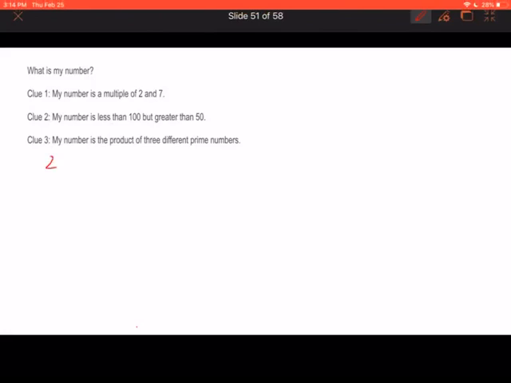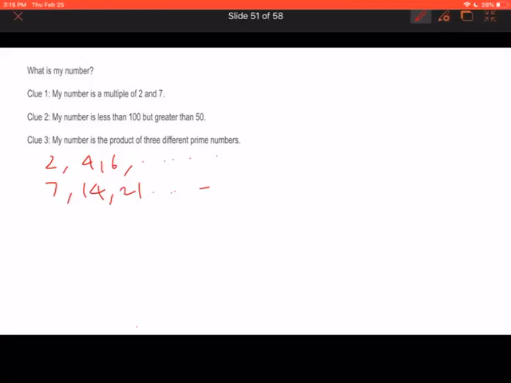So it means 2, 4, 6, like that, right? It keeps on going. And for 7, it is 7, 14, 21. These are the multiples, right? But it keeps on going. The clue is very, very broad. So we'll just take the second clue.